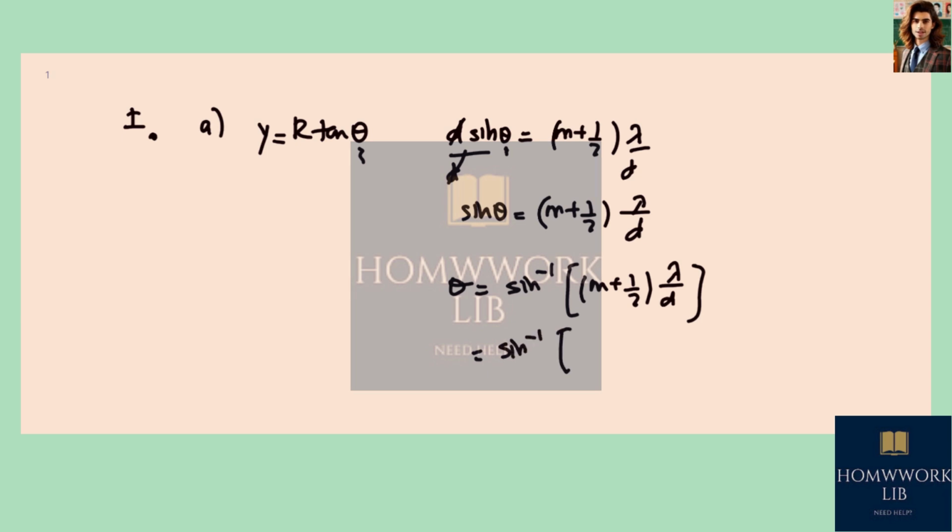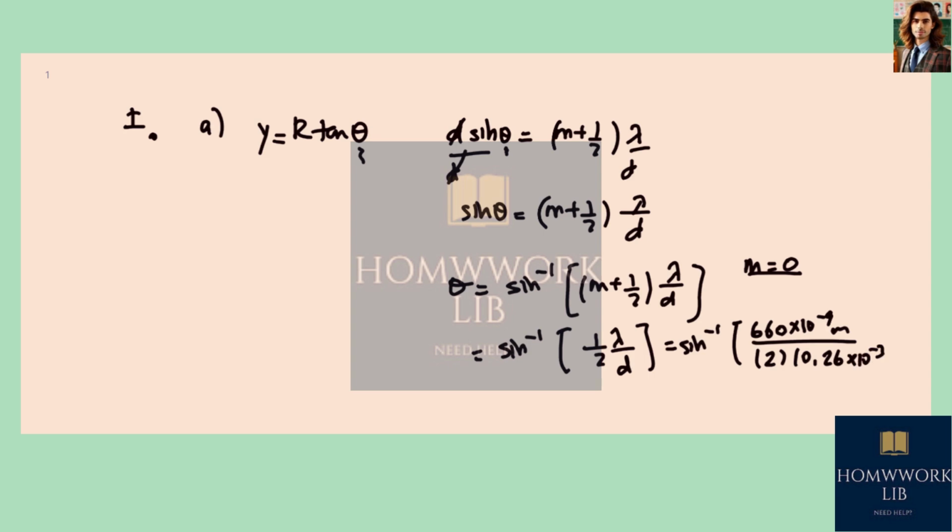Since it's the first minimum, m is going to be equal to 0. So this is 1/2 lambda over d that we have. Then inverse of sine of lambda, which is 660 times 10 to the power of -9 meters, divided by 2 times the distance between the slits, 2.6 millimeters, so 10 to the power of -3 meters here. Now, from here, the angle is going to be 1.27 times 10 to the power of -3 radians.